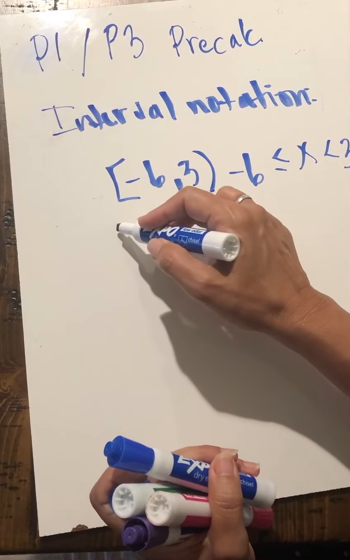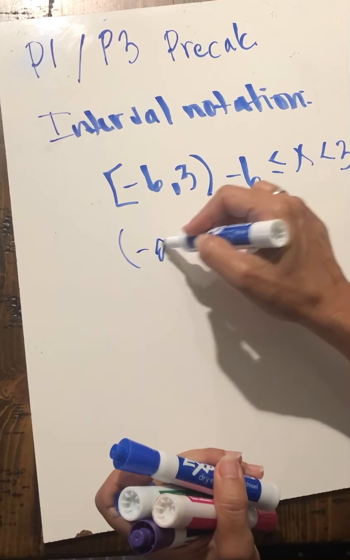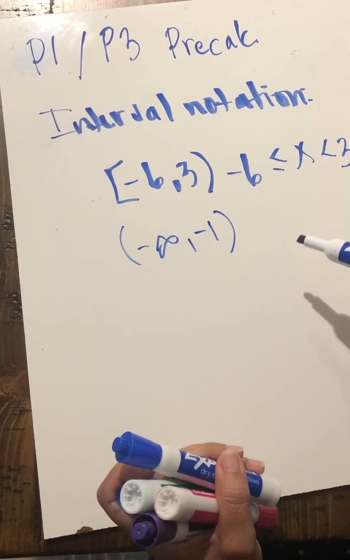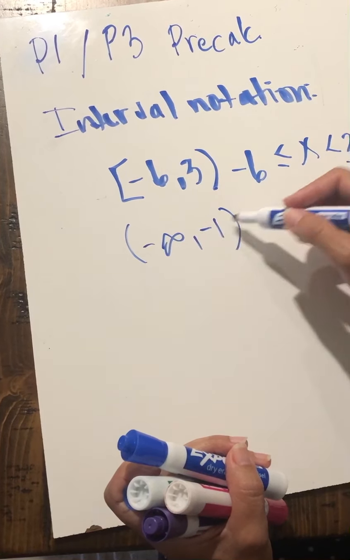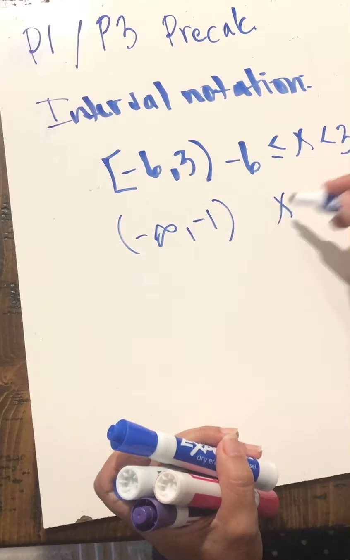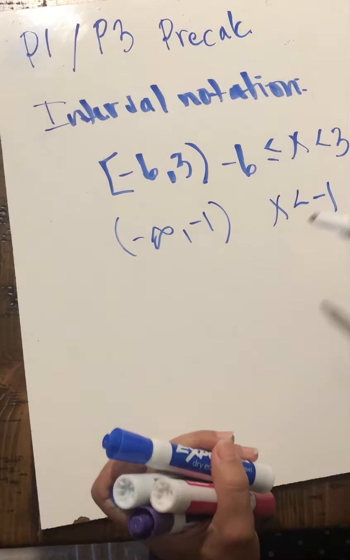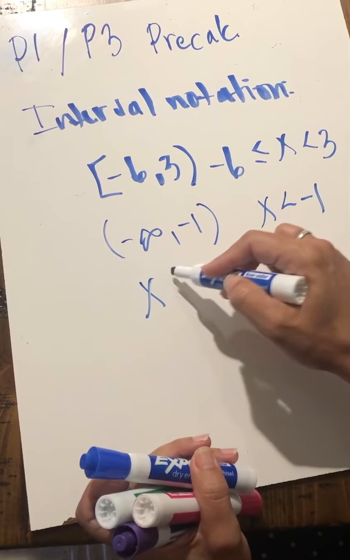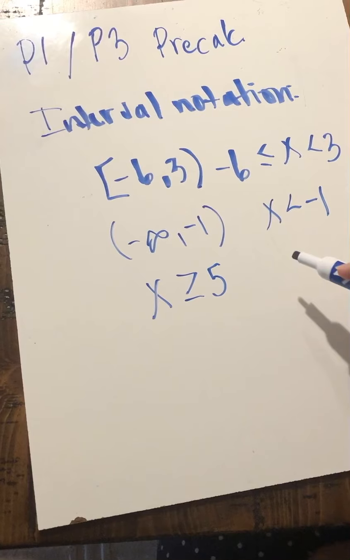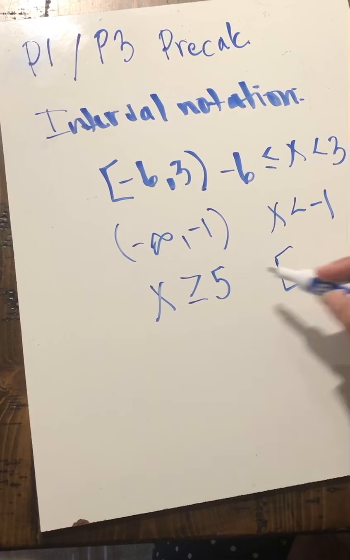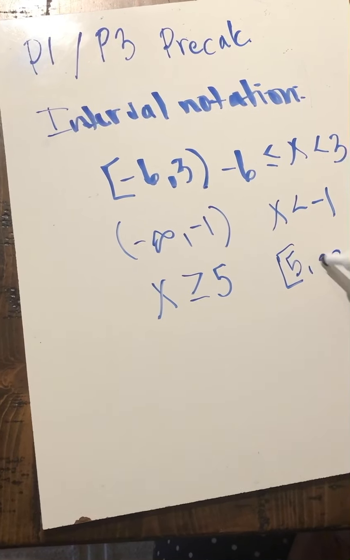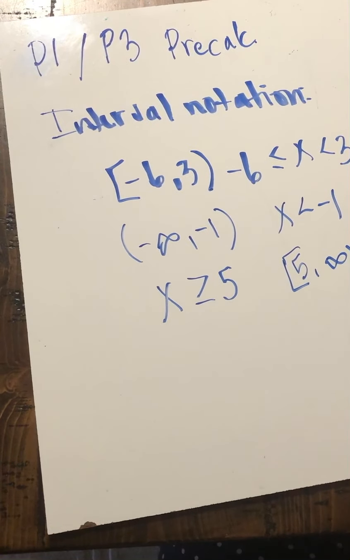Another example would be parentheses -infinity, comma -1, parentheses. So this would convert to values for x that are less than -1, but not including -1 because of the parentheses. So x is going to be just less than -1. Let's say you have this inequality, x is greater than or equal to 5. Interval notation, that would convert to bracket because you have the equal to part, 5, comma, infinity. So it keeps getting bigger from 5.